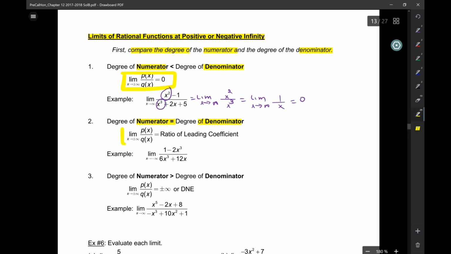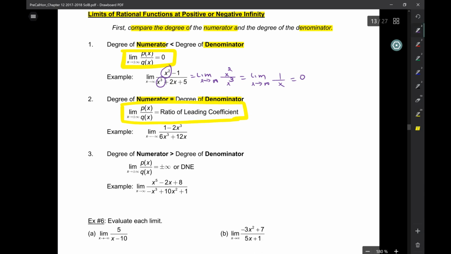Okay. If the numerator has the same degree as the denominator, then the variables will cancel, and the limit is just the ratio of the leading coefficients, right? Like, for example, this one. This is the limit as x approaches negative infinity of negative 2x cubed over 6x cubed. The x cubes cancel, so it's just negative 1/3.